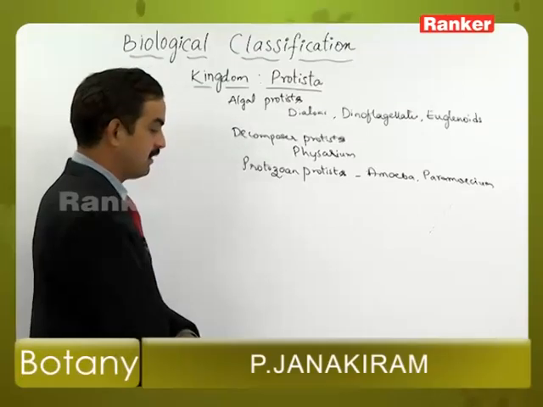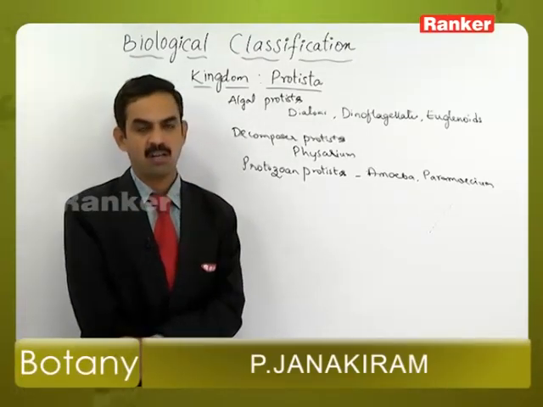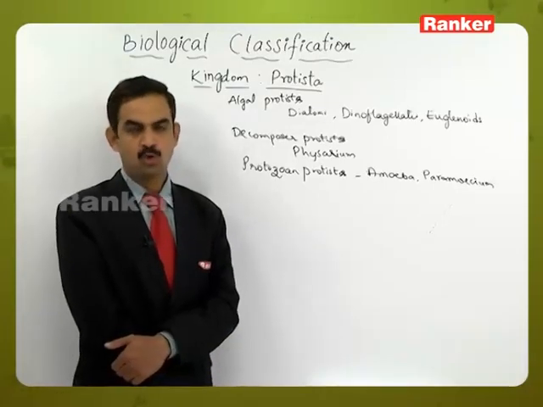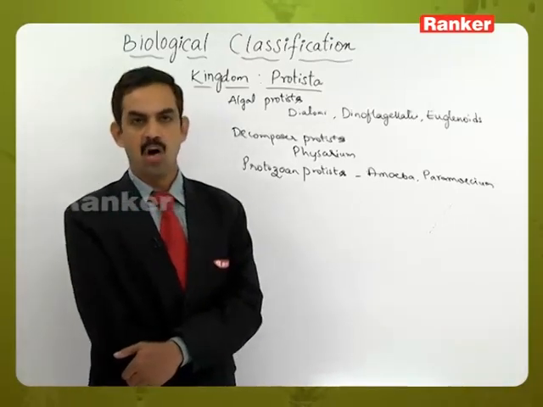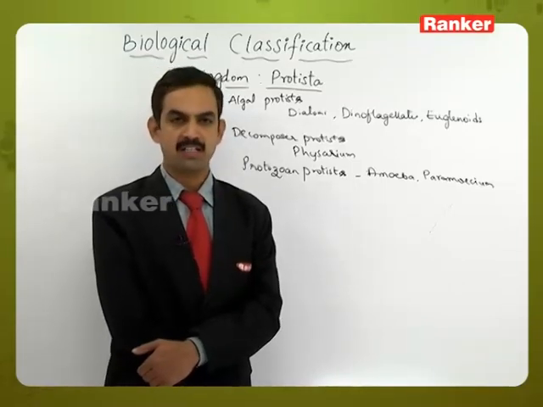Let us start with the first one, the algal protists. These algal protists are so called because they show the characteristic features of the algae. That is, these are photosynthetic and autotrophic in their nature.